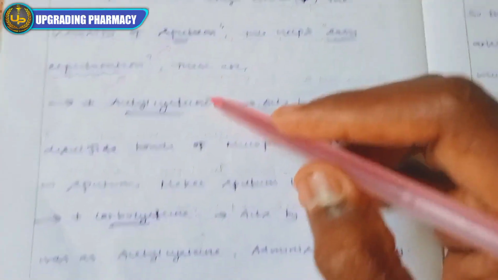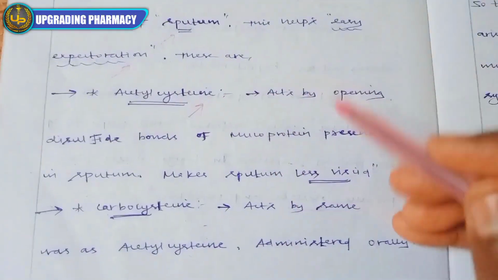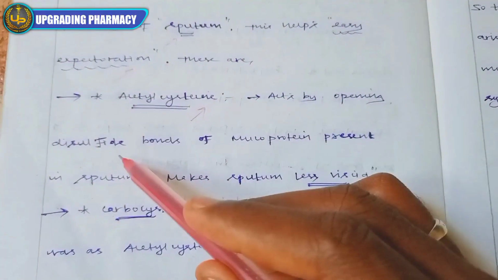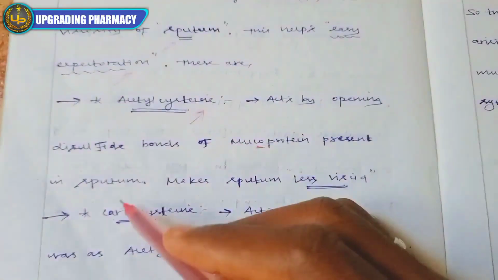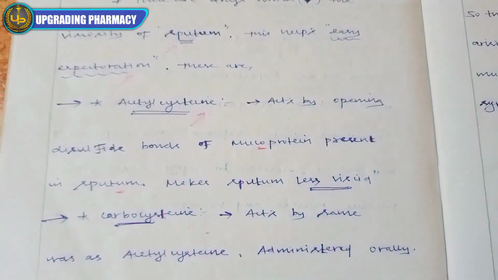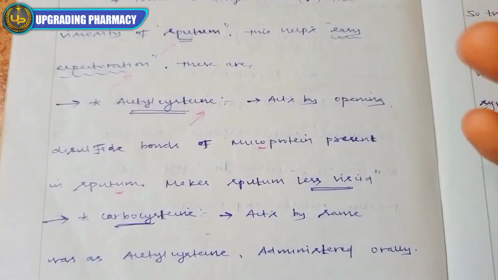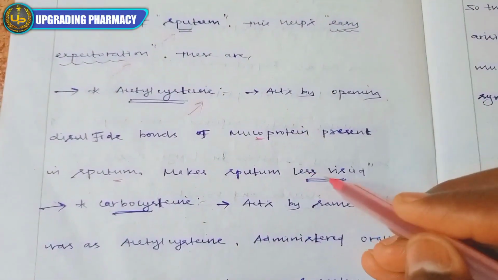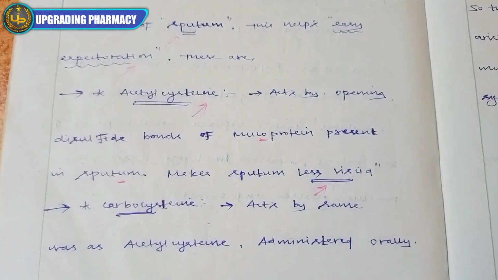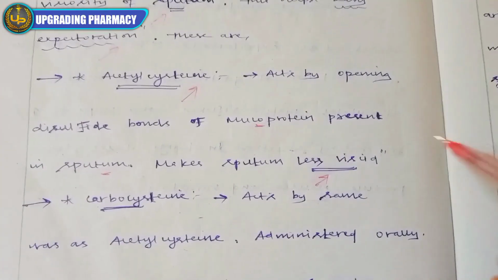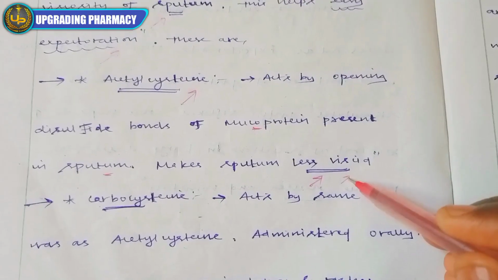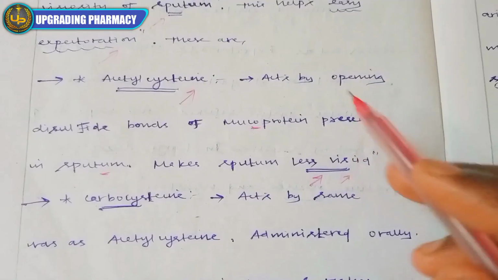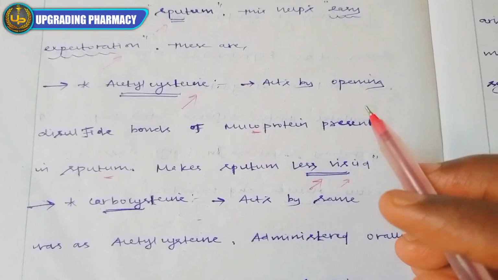This causes easy expectoration, that is the mucolytic agents. This type of drug includes acetylcysteine, which acts by opening the disulfide bonds of the mucoproteins present in the sputum. So it breaks the sulfide bonds and makes the sputum less viscous. This less viscous fluid is expelled from the tract along with the foreign material which caused the cough. That is expectoration, the action of mucolytics.